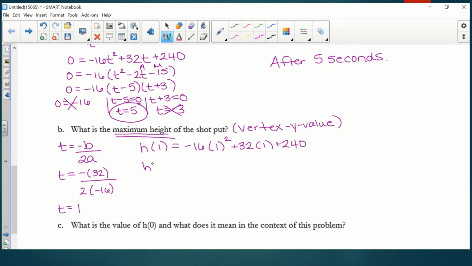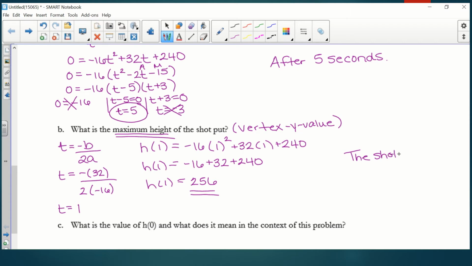Okay, so simplifying, negative 16 plus 32 plus 240. And if I add and subtract everything there, I get 256. So let's interpret what we have. What is the maximum height of the shot put? The maximum height of the shot put is going to be this 256 feet. And when is that height reached? After 1 second.